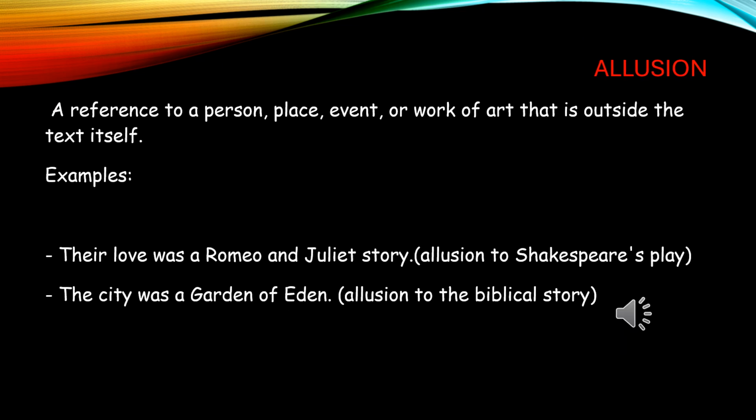Allusion. It is a reference to a person, place, event, or work of art that is outside the text itself. It may be a historical or biblical reference. For example, their love was a Romeo Juliet story. It's an allusion to Shakespeare's play, Romeo and Juliet. The city was a Garden of Eden. It's an allusion to the biblical story. Even in A Thing of Beauty, we find the reference of simple sheep. That is again a biblical reference where Jesus Christ is surrounded with innocent people.